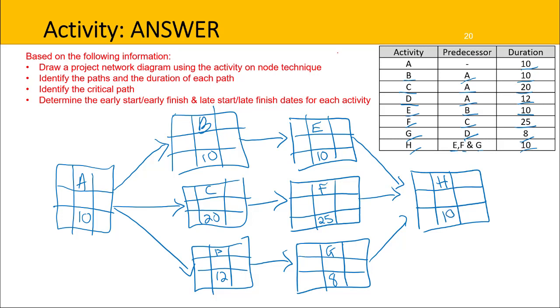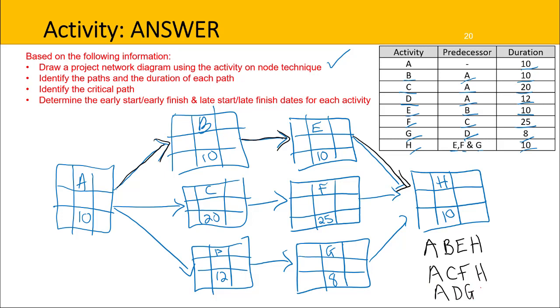So now we've ticked off the first part of the activity, drawing our network diagram activity on node. Now we need to identify the paths and the duration of each path. So our first path is across the top, and it's A, B, E, and H. And all I'm doing is just following these arrows. Okay, A to B, B to E, E to H. The next path is A, C, F, and H. And the last one, A, D, G, and H.